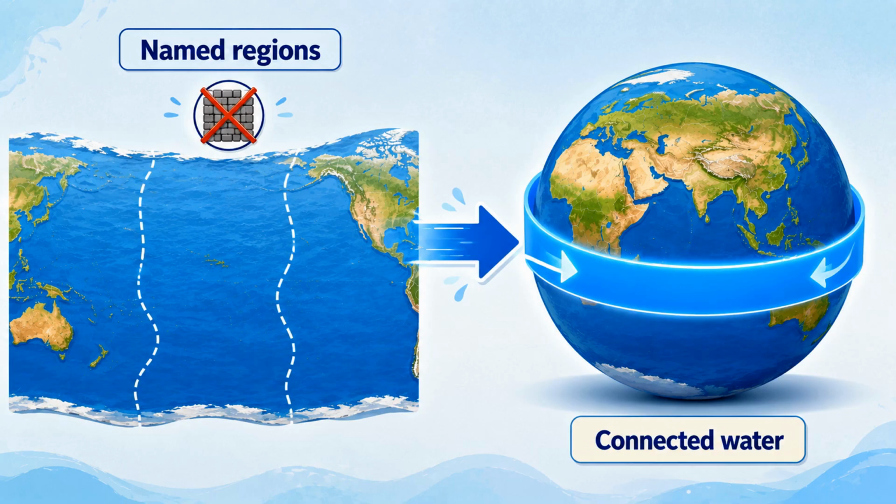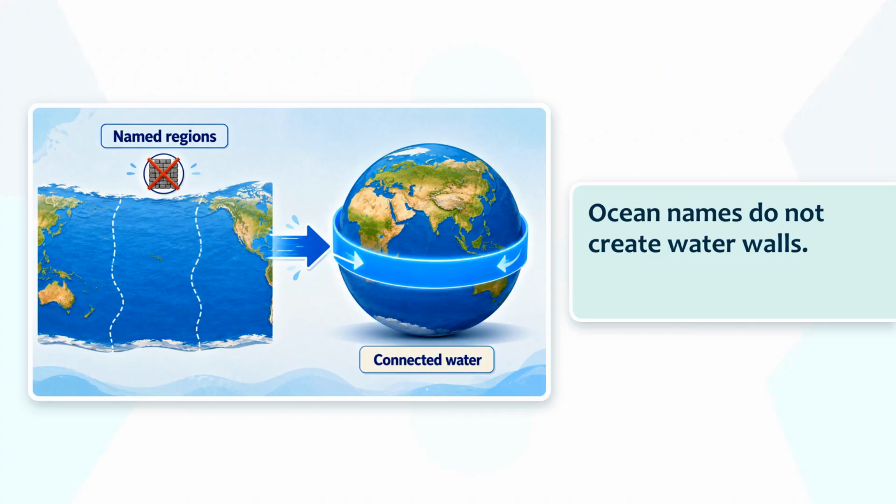Ocean names help people describe broad regions, but they do not create physical walls in the water. The continuous blue band shows why the named regions remain parts of one interconnected global ocean. The continuous water matters. Ocean names do not create water walls. The regions remain connected around Earth.